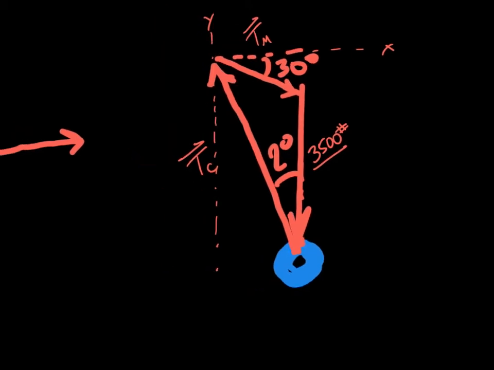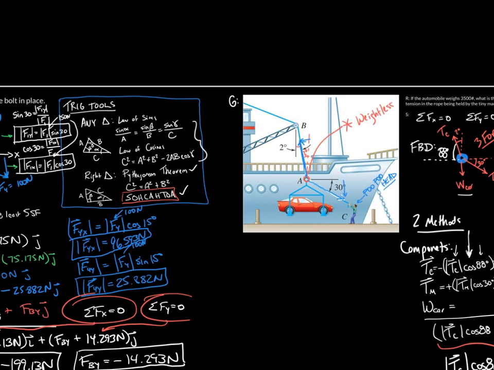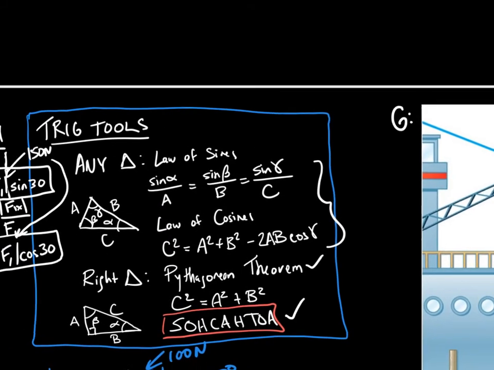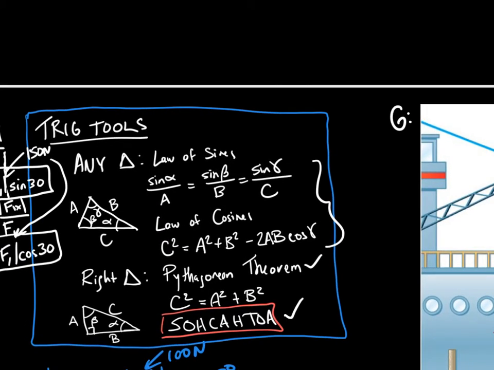So let's zoom out and go over here to my trig tools. This is not a right triangle, so our two options here are the law of sines and the law of cosines. The law of cosines requires us to know two sides. It could be any two of the sides, but this whole right-hand side is a side angle side next to each other.